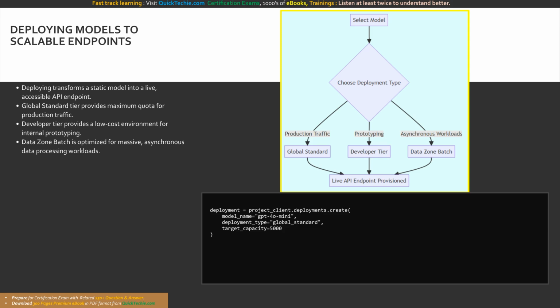Microsoft Foundry supports several distinct deployment tiers, each offering different characteristics for scaling, data residency, and billing. As highlighted in the official documentation, for mission-critical, customer-facing applications that demand maximum quota and high throughput, you should absolutely select the global standard deployment tier. If your engineering team is simply prototyping internally or needs a low-cost environment for initial testing, the developer tier is the ideal choice. Finally, for massive, asynchronous data processing where real-time latency is entirely irrelevant, such as nightly document summarization jobs across thousands of files, you can utilize data zone batch deployments.